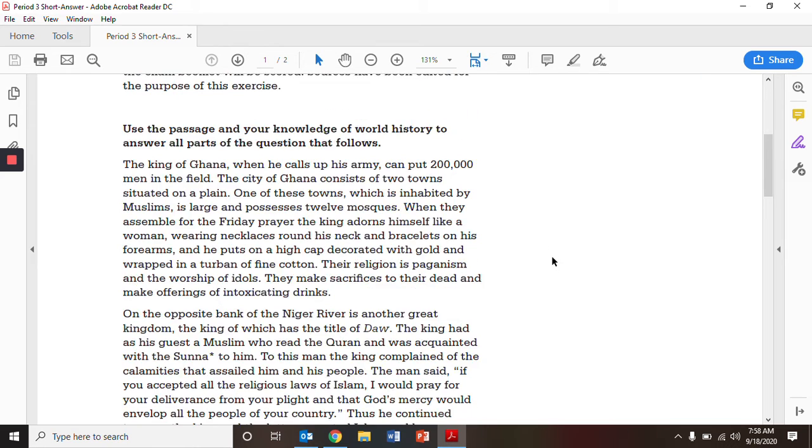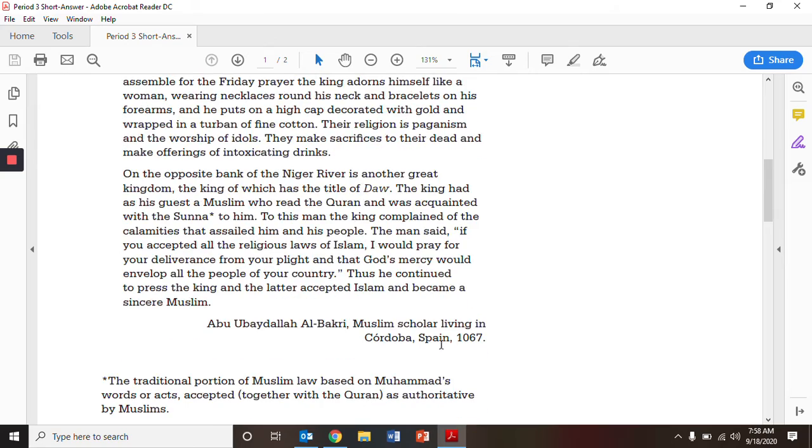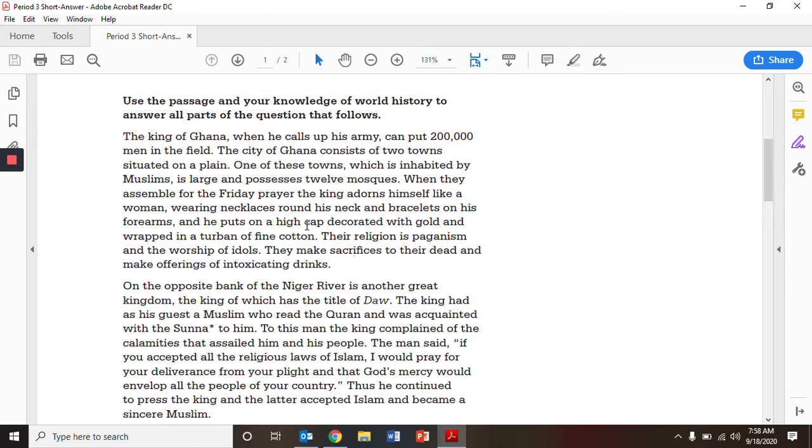So what you're going to do for this one, there's a passage, and the passage is in the question box in Schoology. So you need to use your passage and the knowledge of history, and this is going to be about Islam spreading into Africa, to answer the question, okay? So this is talking about Ghana.